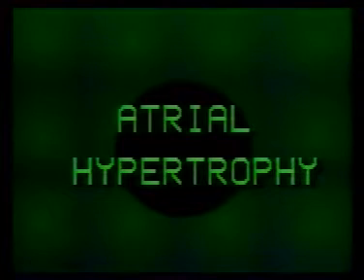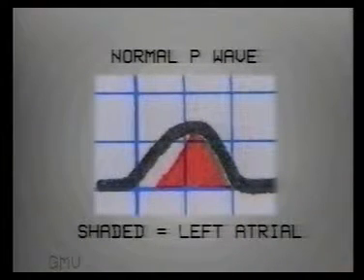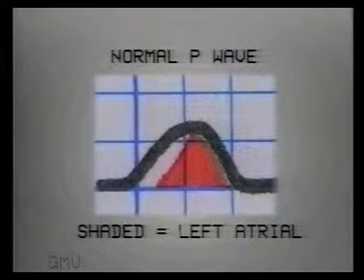Atrial hypertrophy. Atrial hypertrophy can be diagnosed from the contour of the P waves, seen best in lead 2. The P wave represents depolarization of both right and left atria.